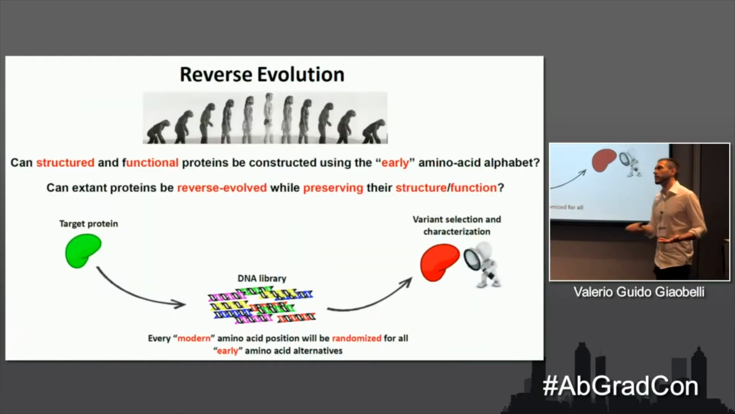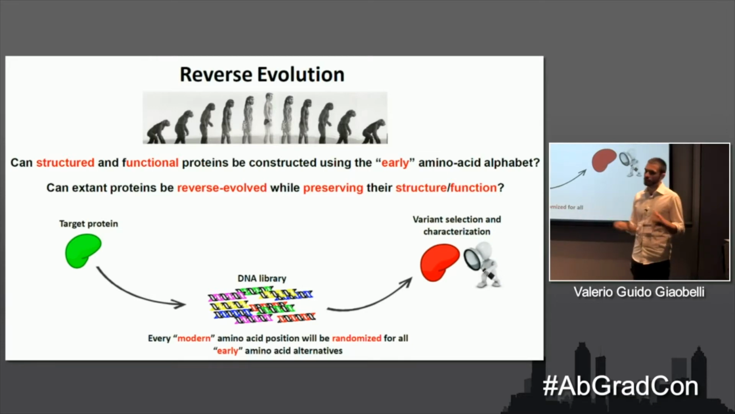So my project is to verify that it's possible that a protein composed of only early amino acids still maintains a function or a structure. So how to do this? Here, more or less, is the flowchart of my project.